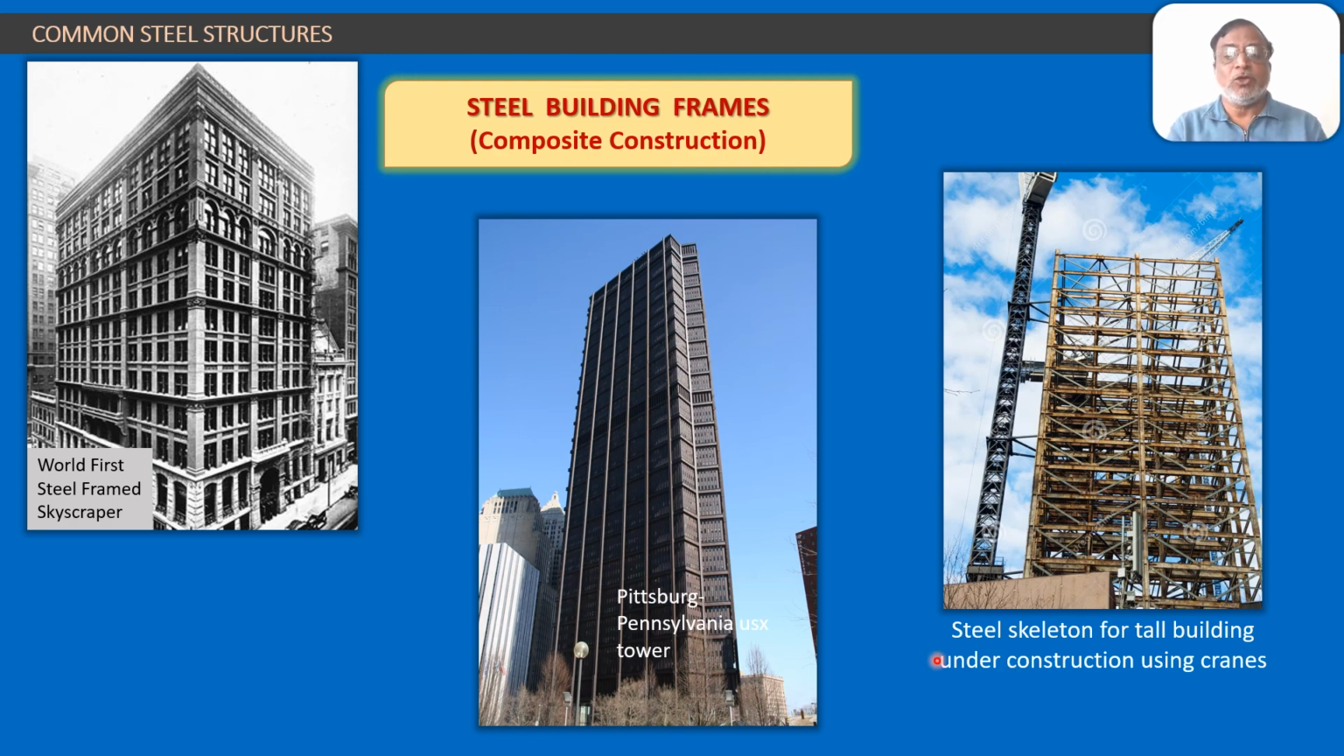high-rise building. So these steel building frames are used, and that construction is called composite construction between RCC and steel, and you are having a steel framework, a steel skeleton encased in the concrete. So this is one more common example of the steel structure, that is steel building frames.